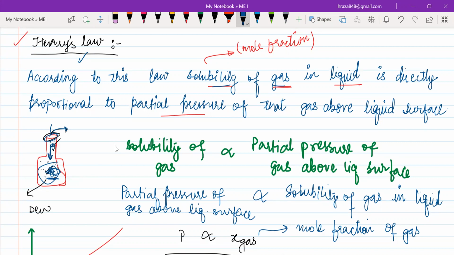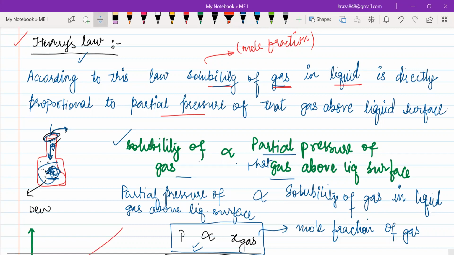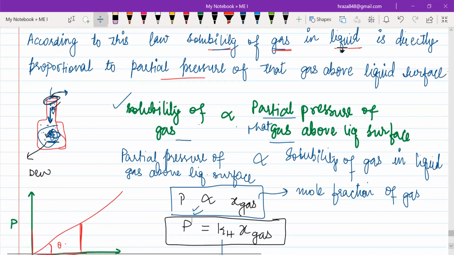So according to Henry's law, this is the scenario: solubility of gas is directly proportional to the pressure of that gas above the liquid surface. And we can reverse this, because if A is directly proportional to B, then B is directly proportional to A, and we can write this. To remove the proportionality sign, we put in the value of Henry's constant. This is the formula for Henry's constant.